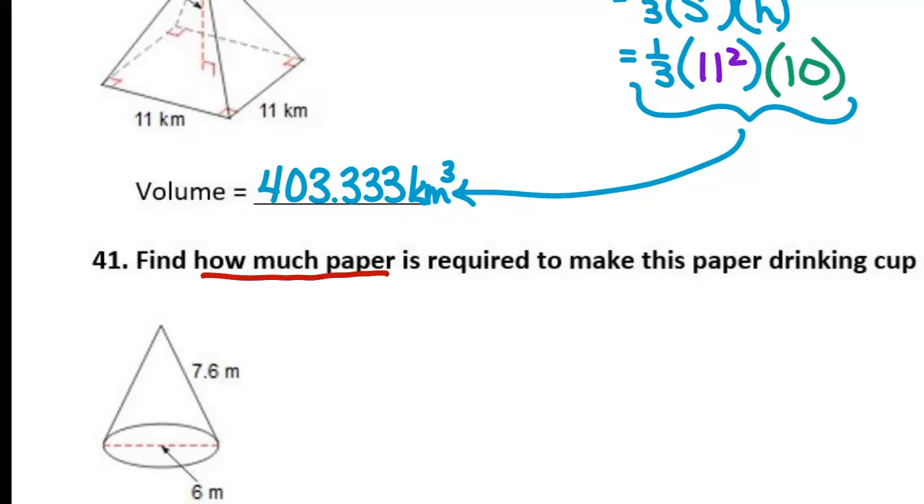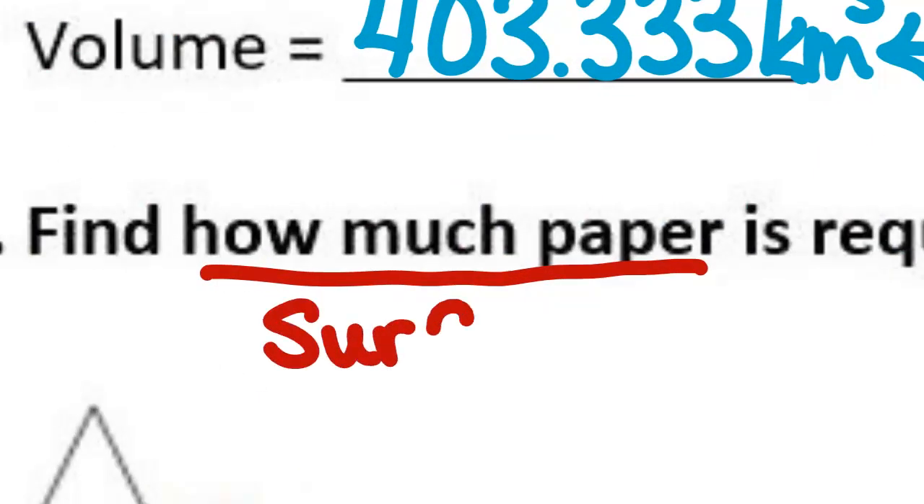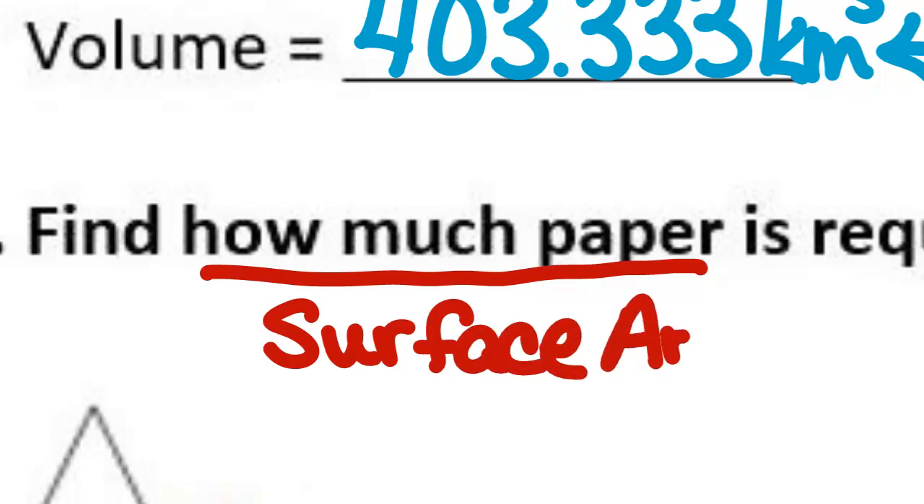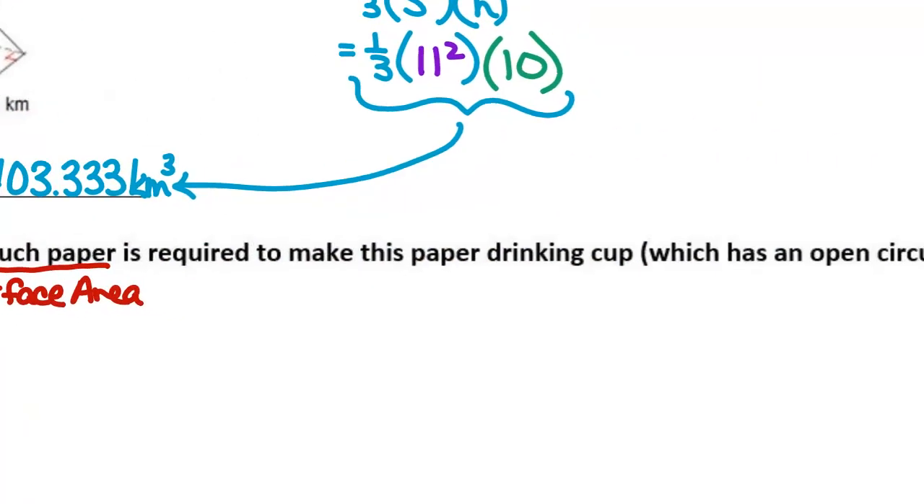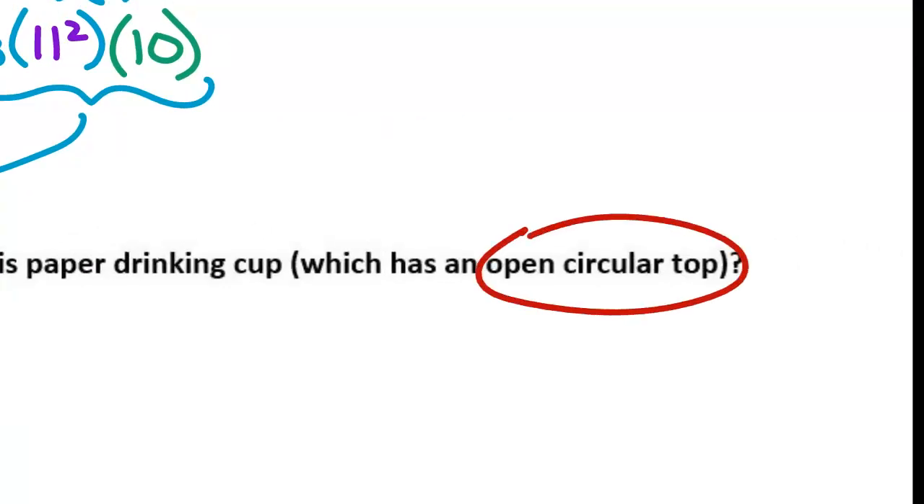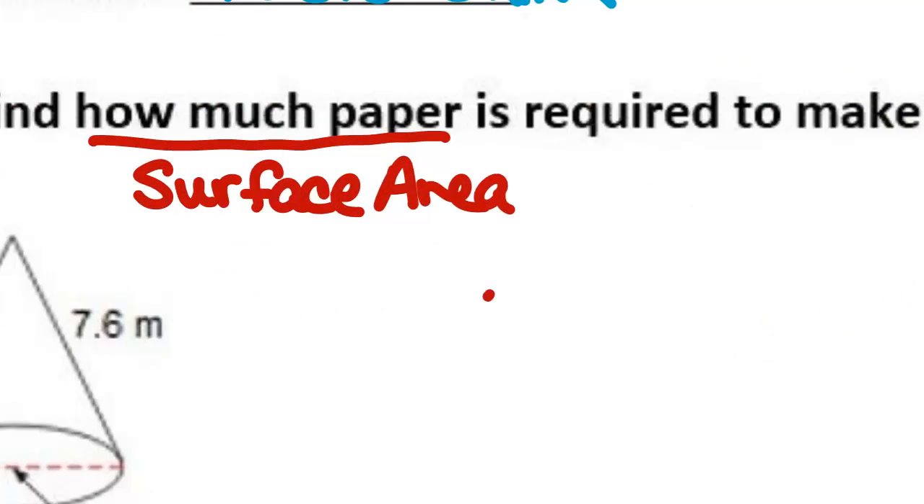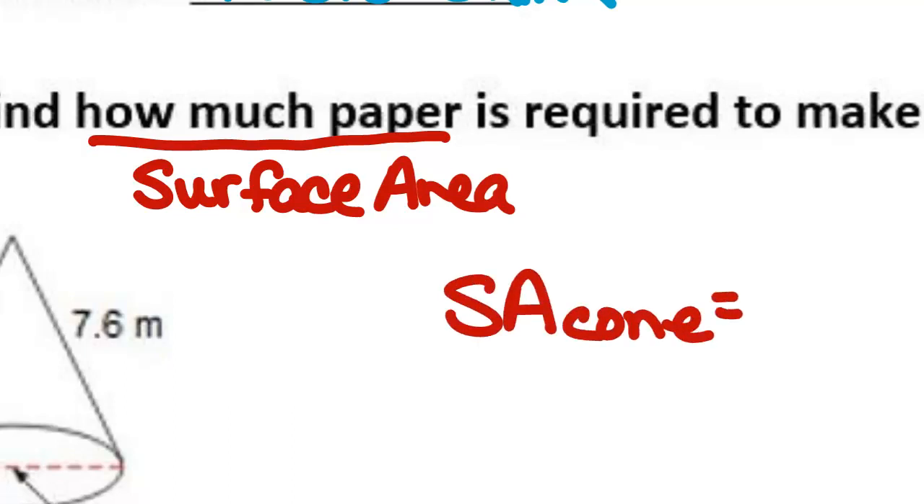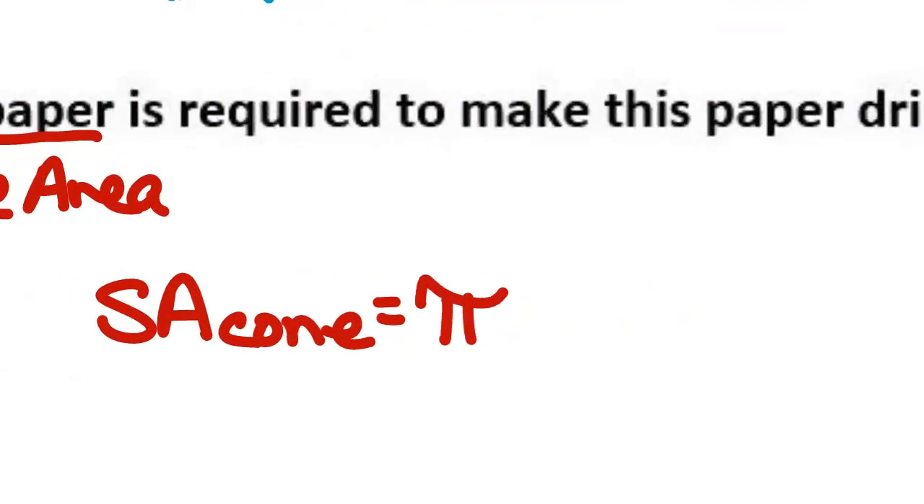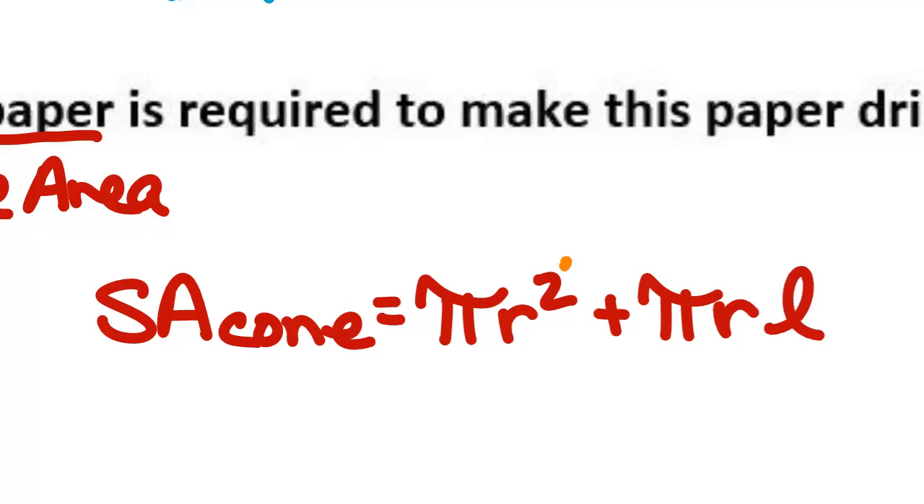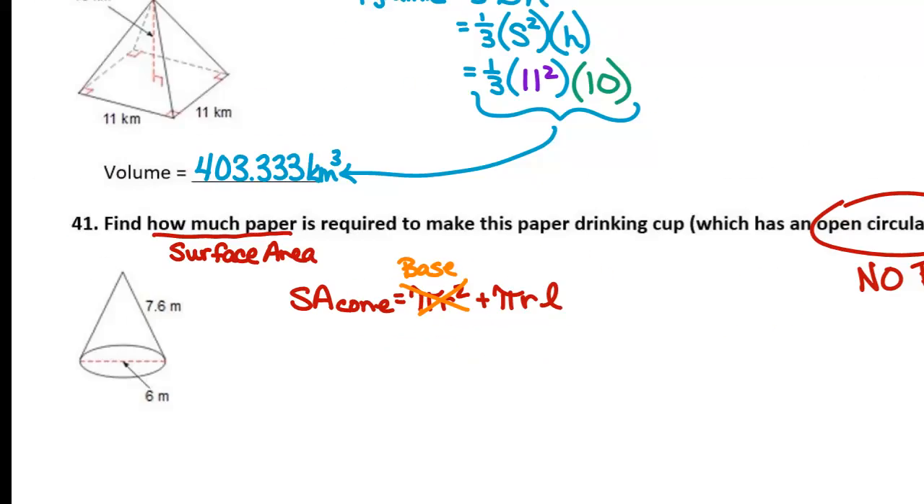How much paper means surface area? And then it says that it has an open circular top, so no base on this cone. My surface area formula for a cone is pi r squared plus pi r times the slant height, but we're not going to do the base, so we get rid of pi r squared. So just pi r L.